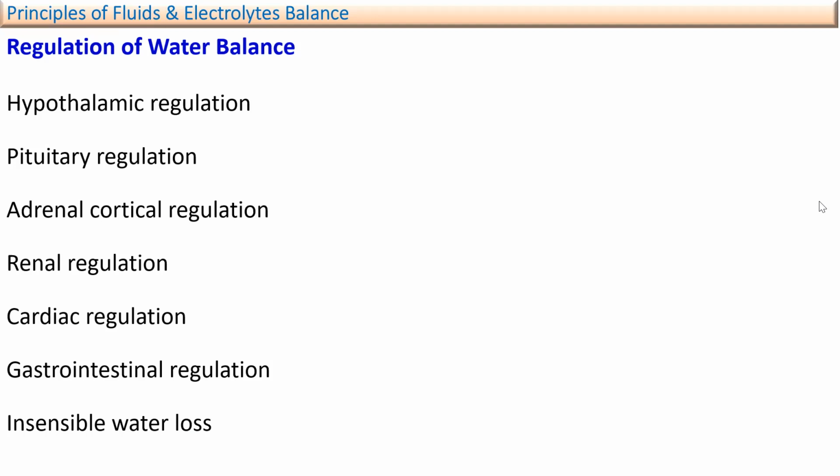Renal regulation. Kidneys are the primary organs for regulating fluid and electrolyte balance through the excretion of electrolytes, mainly sodium and potassium. Renal tubules are the sites of action of ADH and aldosterone. That's where these two hormones mainly function.